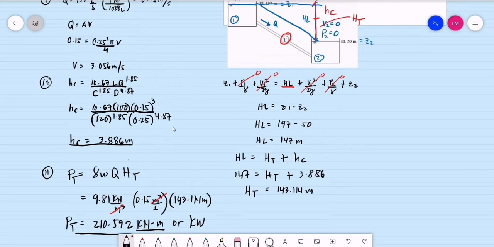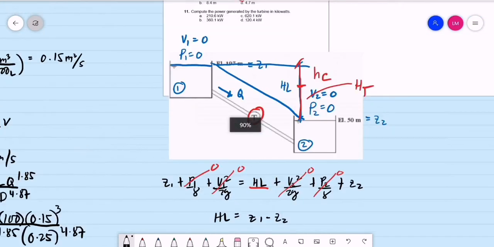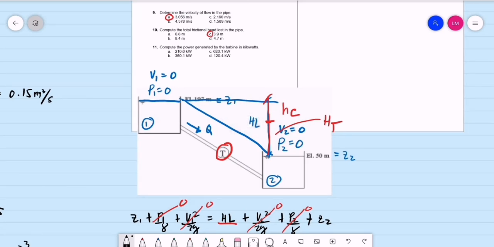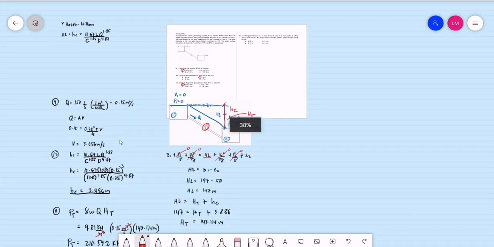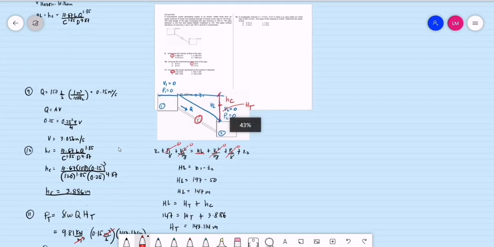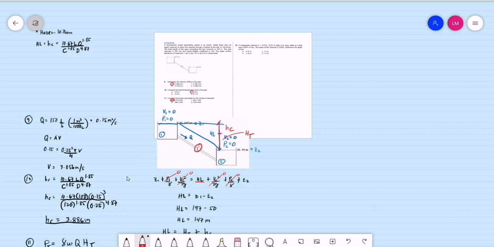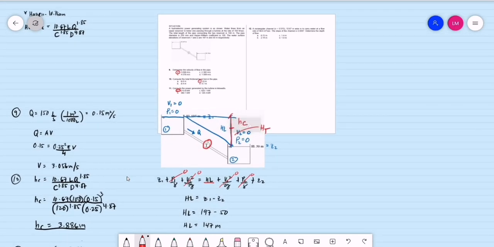So we check this value in our choices. 210.592, the closest value in our choices is letter A, 210.6 kilowatts. So this will be our solution for problems 9 to 11. So this is a major head loss formula, that is the Hazen-Williams.